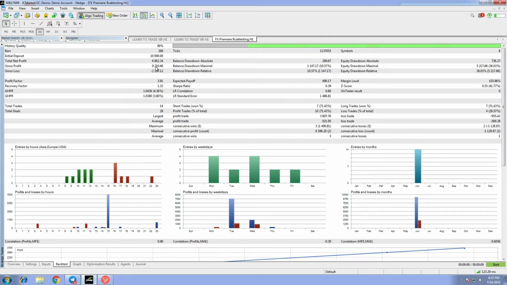US$9,219.46. With a total gross loss of -US$2,357.12. As for equity, maximal drawdown is outstanding, a total of 36%.